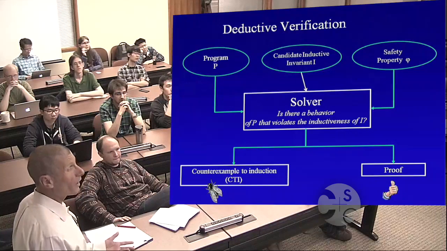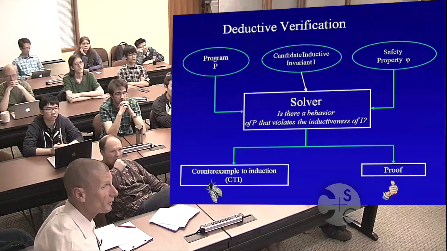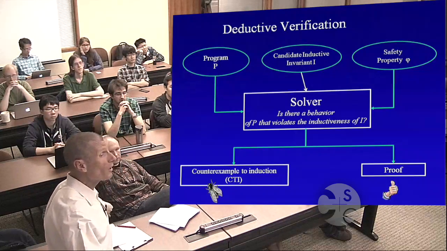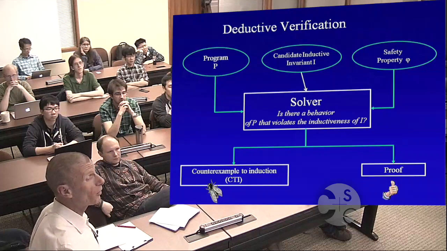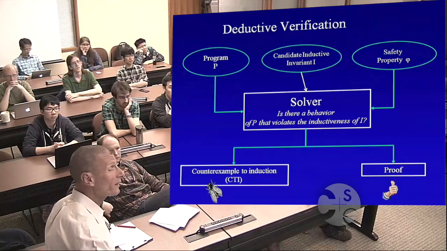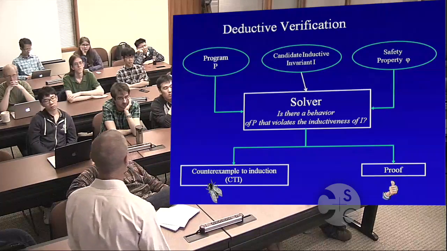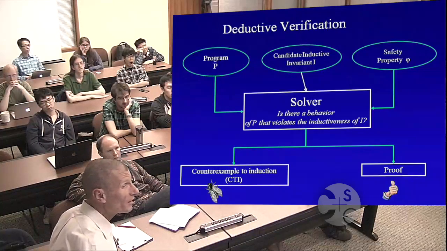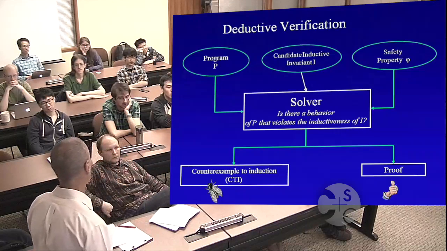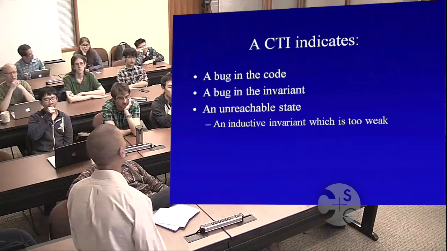So with this inductive verification, we take the program, we take the safety property, but we also come with a candidate inductive invariant. Once we have it, we can feed it to the solver, and the solver either gives us a proof that the property holds, or it gives us a counterexample, but not necessarily a counterexample to the property; it's a counterexample to the induction. It basically says that this invariant is not inductive for proving the safety of this property.